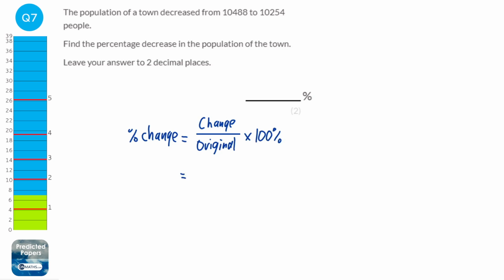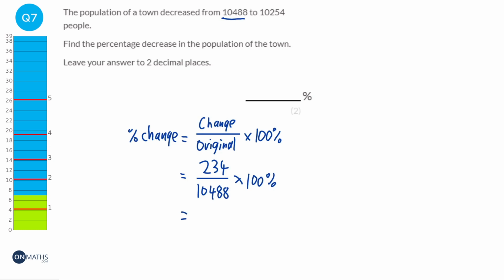So how much has changed here? Well, we need to do 10,488 take away 10,254, so that would be 234. Divide it by the original, so the original was 10,488 because it's decreased from that amount, and then times by 100%. And so that's going to be 2.23%.